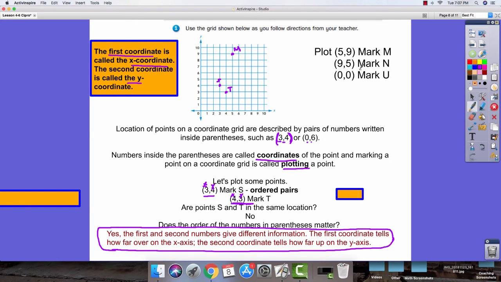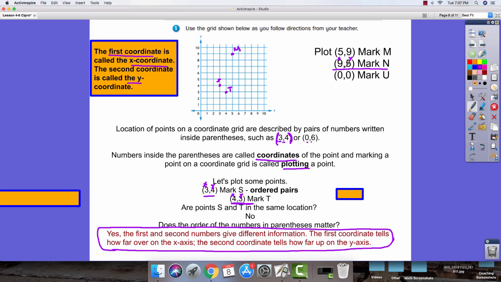Pause. All right, so now let's look at the point N. I want you to try this one on your own, and then let's check it. So remember, over and up. The 9 is your x-coordinate, the 5 is your y-coordinate. So give this one a shot and make sure you label it N. Pause video.